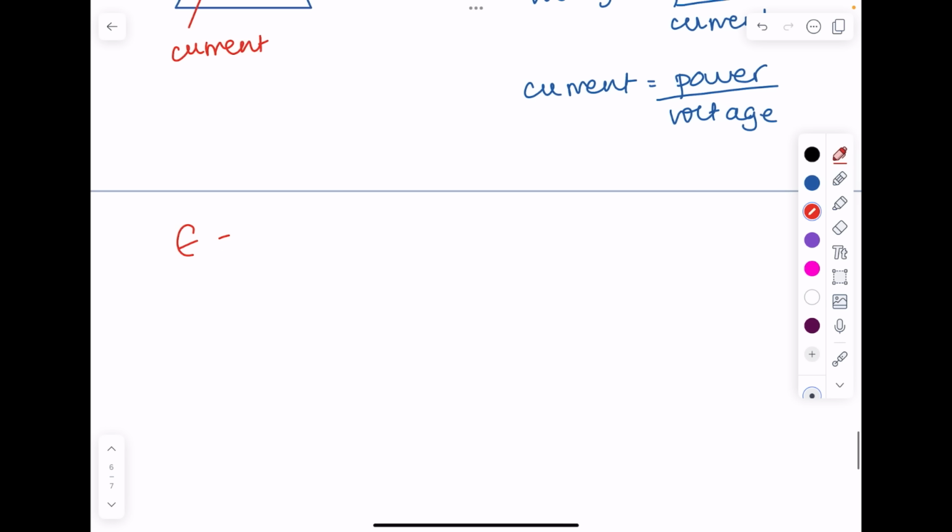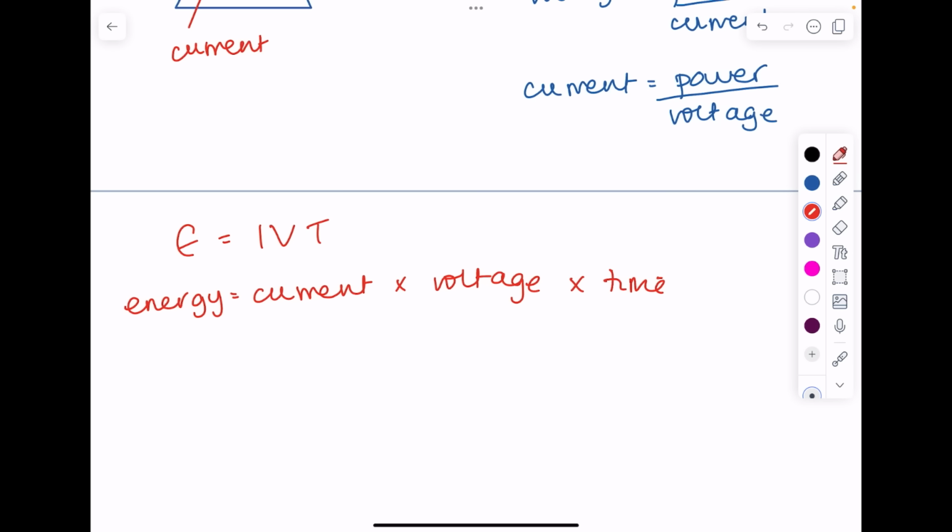And then a particular favourite, E equals IVT, stands for energy equals current times voltage times time. If you prefer, you can say that energy equals power times time, because after all, power equals current times voltage.